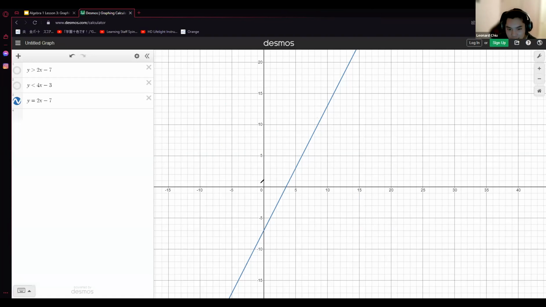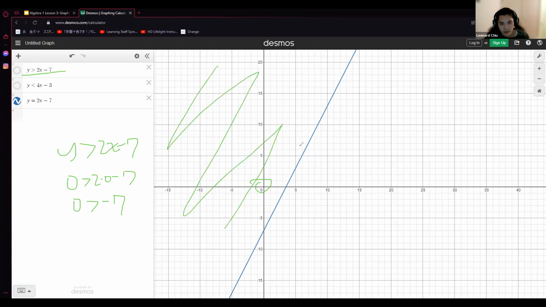Now, a common point to test is right here, the origin, 0, 0. So we have this equation right here: y is greater than 2x minus 7. What we can do is plug in 0, 0 to the equation. So we have 0 is greater than 2 times 0 minus 7. And we know that 2 times 0 is 0. So this side is going to be 0 is greater than -7. Is that true? Yes, it is. -7 is smaller than 0. So we know that this side is going to be the solution. So we're going to shade this entire side in when we're graphing.